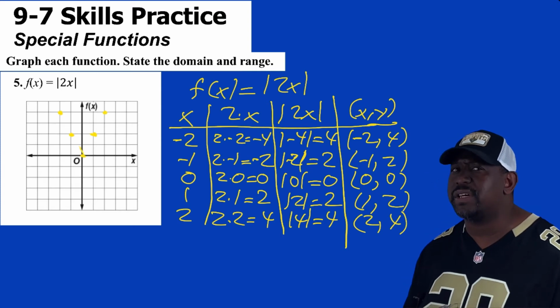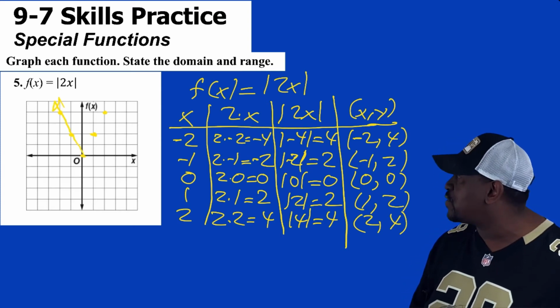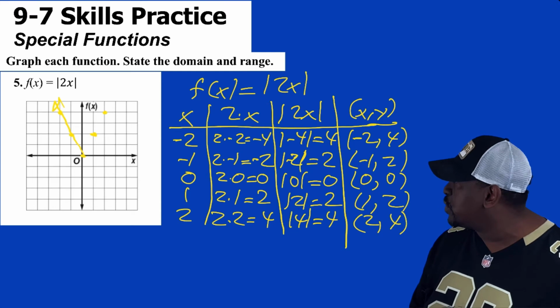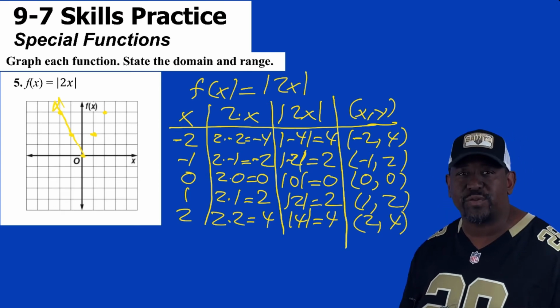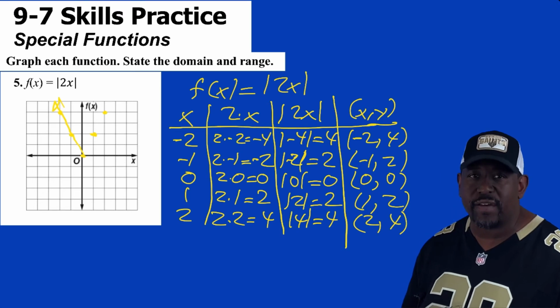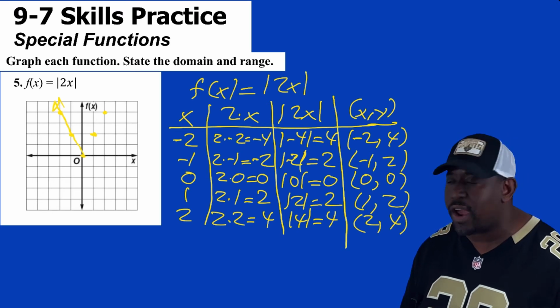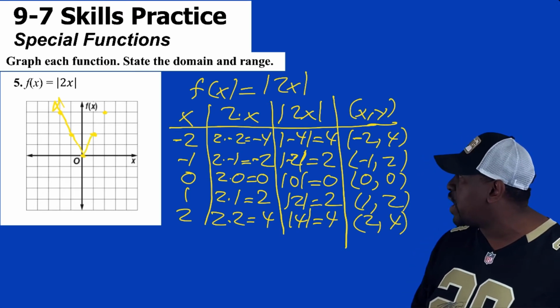Not a parabola like a quadratic. This is the actual V-shaped curve. And we will draw that. And that is the form of how absolute value functions should graph. They graph in V-shaped graphs. So that lets us know that we've done it right.